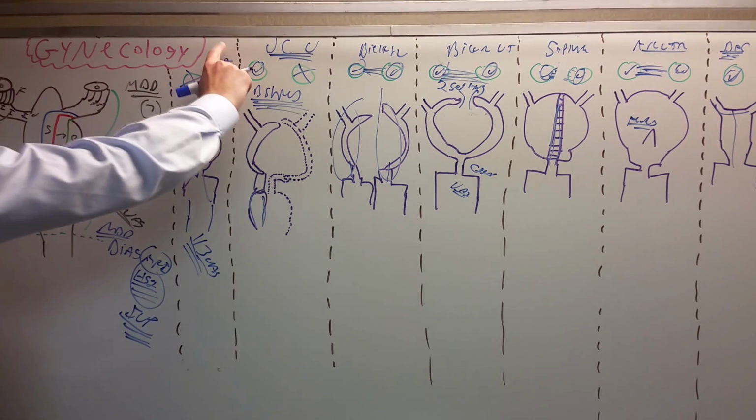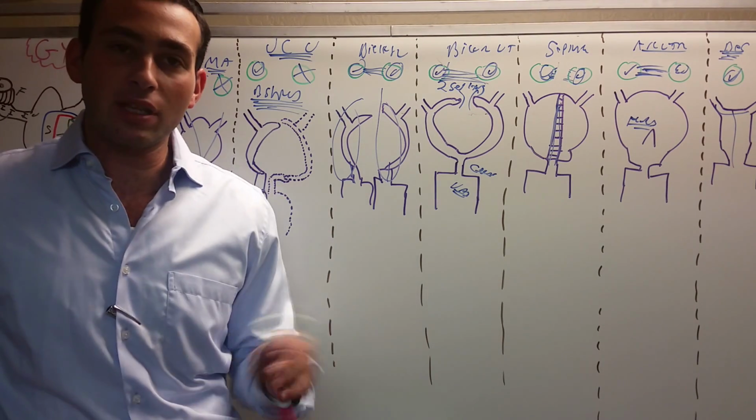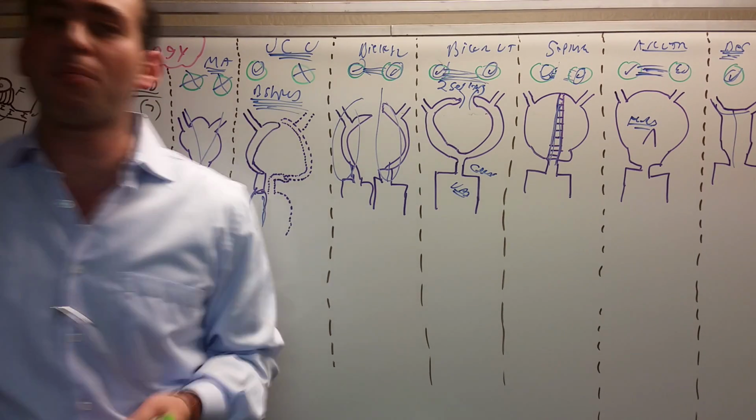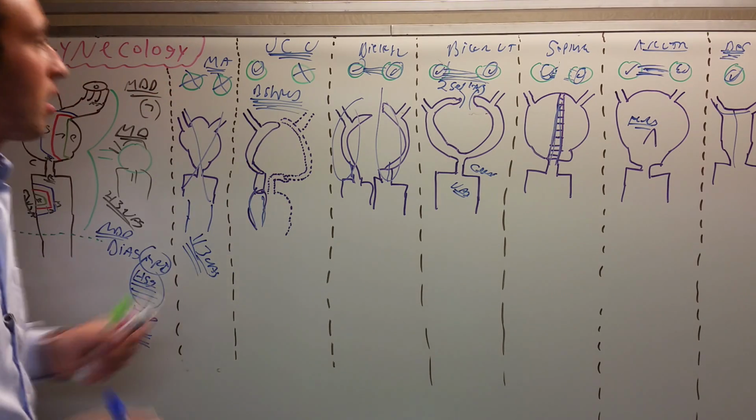Okay, so Mullerian agenesis, again, we're going to be discussing later on in gynecology. When we deal with the different types of amenorrheas, we'll discuss how it presents, how you recognize it, how you treat them, how you diagnose these patients, okay?